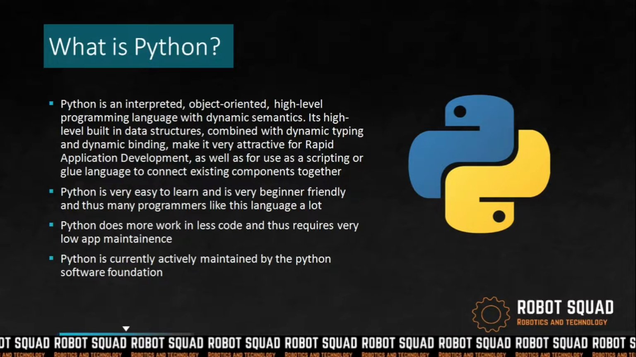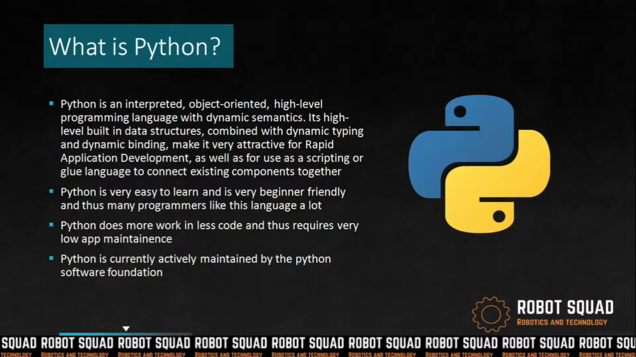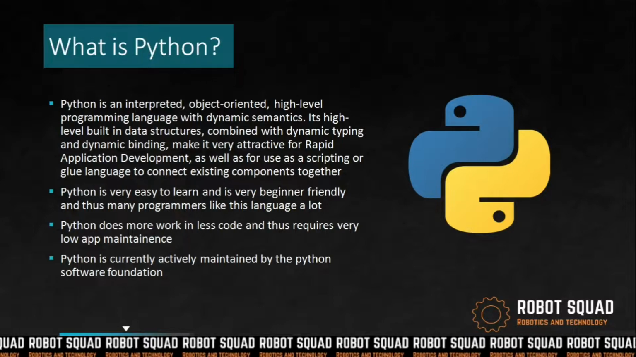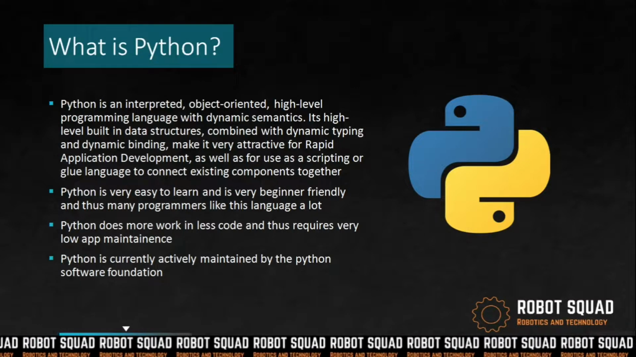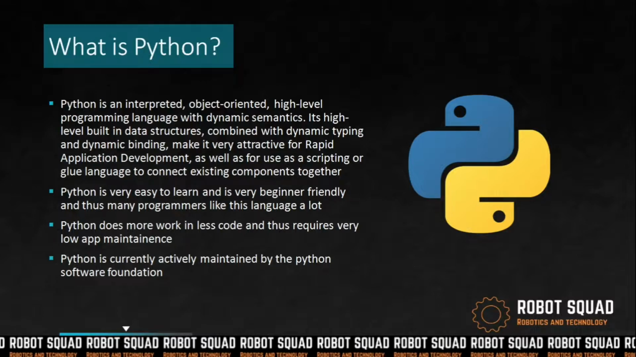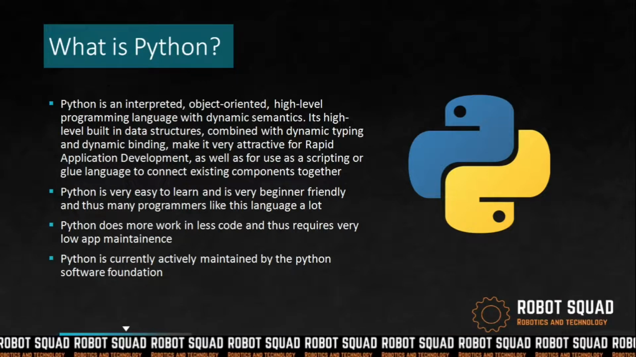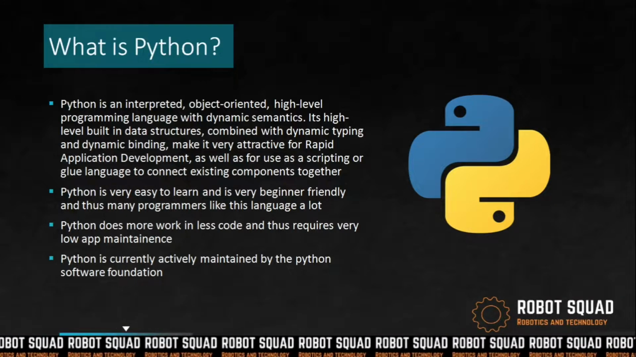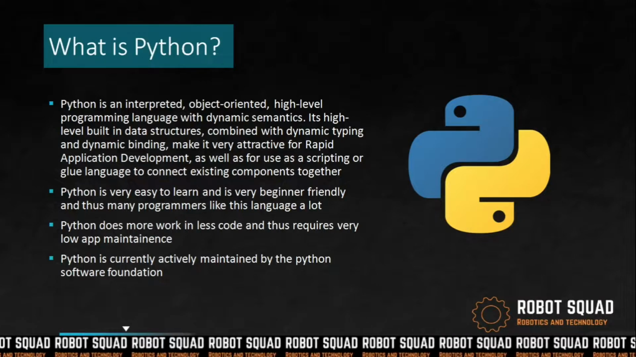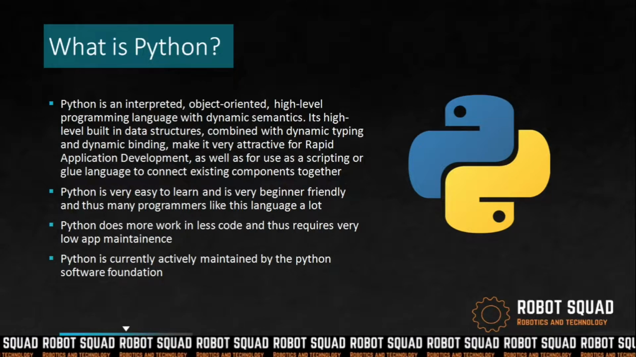Its high-level built-in data structures combined with dynamic typing and binding make it very attractive for rapid application development, as well as for use as a scripting or glue language to connect existing software components together. Python is very easy to learn and very beginner friendly, and thus many programmers like this language a lot and start up with it in their educational careers. Python does more work in less code and thus requires very low app maintenance. Python is currently and actively maintained by the Python Software Foundation.